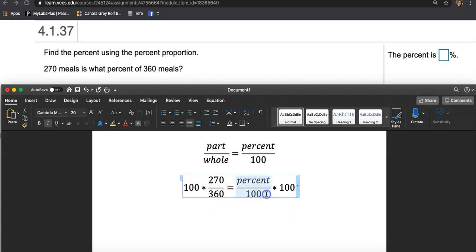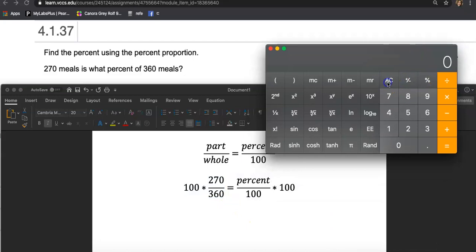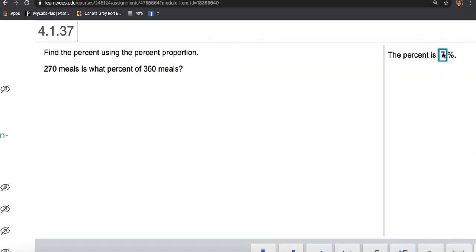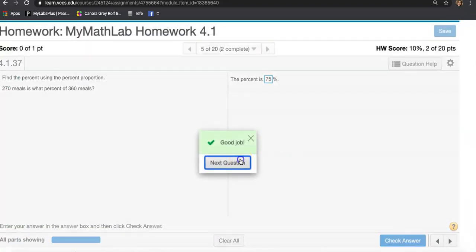As you can see, dividing by 100 and multiplying by 100 cancels out. So our answer is simply going to be 100 times 270 divided by 360. I have my little calculator right here. Let me type in 100 times 270 divided by 360, and I hit enter. The answer is 75%. So let me type in percent is 75. Check answer. Looks great.